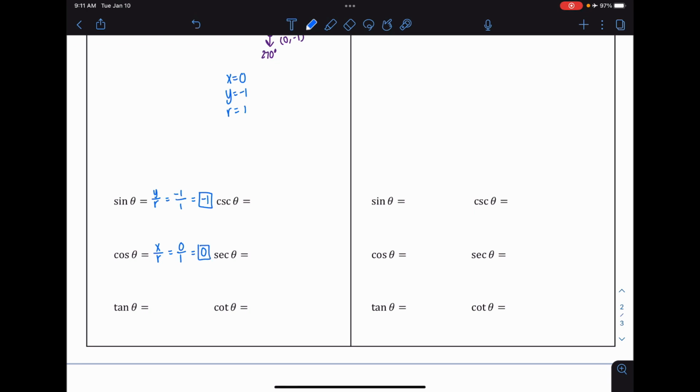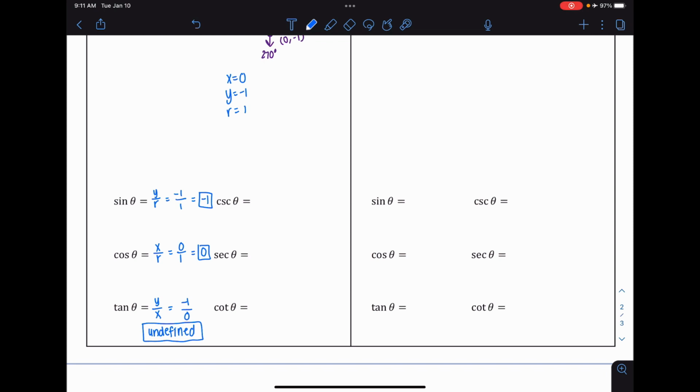And then tangent of theta is equal to y over x. Y is negative 1, x is 0. So here we need to be careful. I see that I have 0 in the denominator, and we cannot have that. So that means the answer for tangent of theta is going to be undefined. So when you go into your homework, if you get a denominator of 0, then you're going to type undefined for that answer.